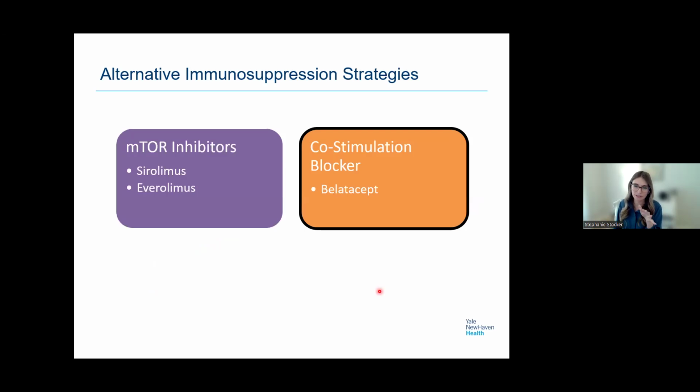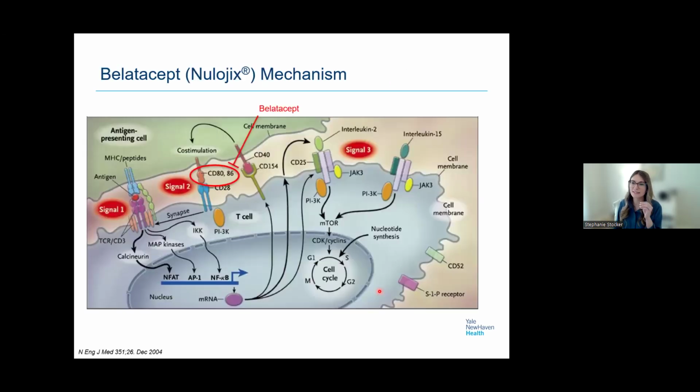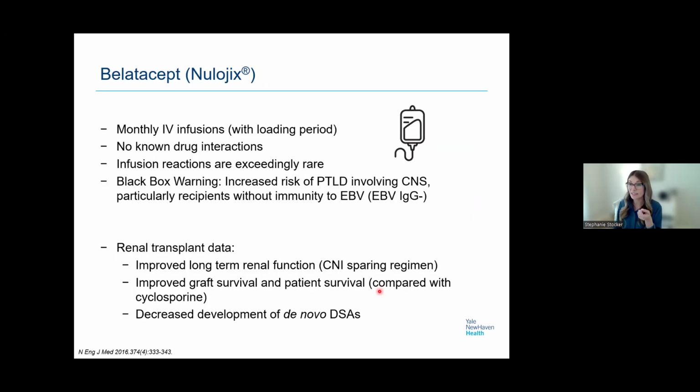And then last, I'm really not going to spend a ton of time on this. Belatacept is not standard of care, but I think it's going to be the next big thing. We're going to start seeing more and more of it. It's a co-stimulation blocker. It blocks CD80 and 86. It's unique because it's a once-a-month IV infusion. It doesn't have any known drug interactions.